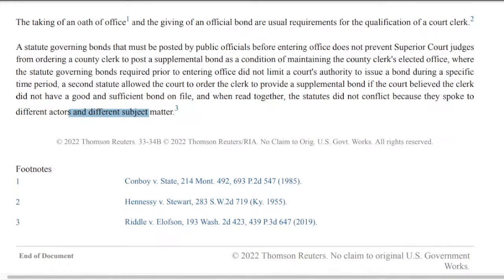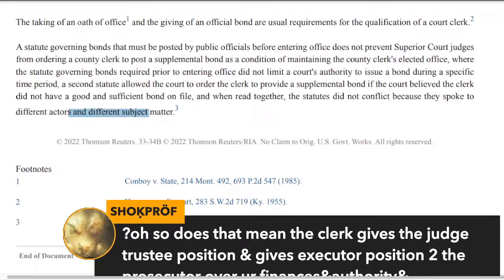All right, good. We have a question because that was a tough one there. All right, so that means the clerk gives the judge trustee position and gives executor position to. I gotta read the rest of that here. Where'd it go? That pictures the prosecutor over your finances and authority and jurisdiction of a case to get jurisdiction without your consent. So that means that the clerk gives a judge trustee position.